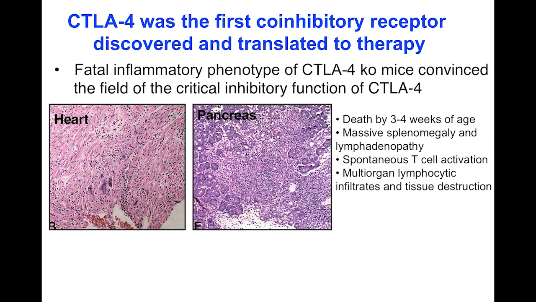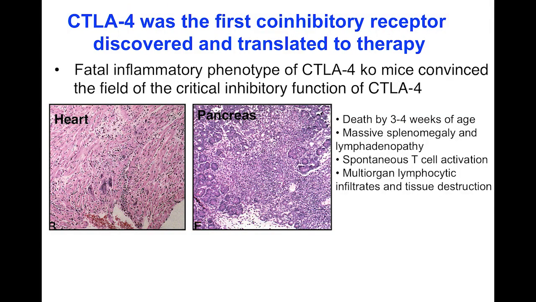Now, I'm biased, but I think this knockout has one of the most dramatic phenotypes. These animals die by 3 to 4 weeks of age. They develop massive splenomegaly and lymphadenopathy. There's spontaneous T cell activation and multi-organ lymphocytic infiltrates. So this is the heart from one of these animals. All of these purple dots here are lymphocytes. These mice develop a giant cell myocarditis. They also develop a pancreatitis. Here you can no longer see the islets in the pancreas, and there's complete destruction of the pancreas.